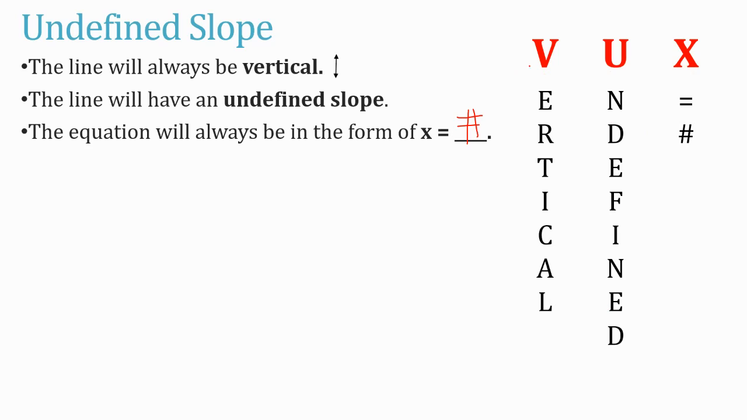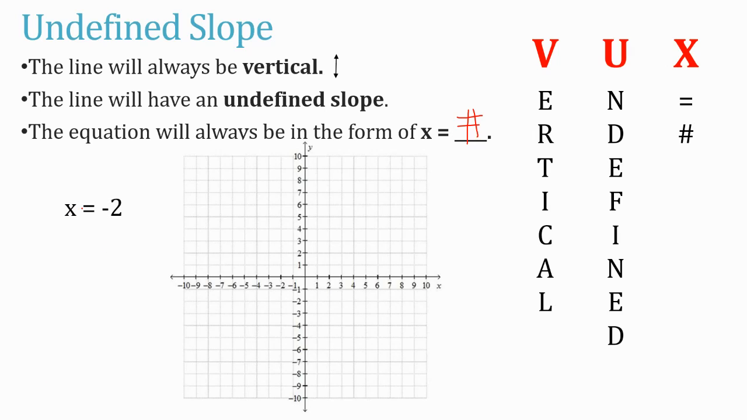So a way to remember this is VUX. So we had HOY for horizontal, VUX for vertical. Okay, so if we want to graph x equals negative 2, we see there's an x equals, so we're automatically going to write VUX. And we know it's going to be a vertical line with an undefined slope. So wherever x is negative 2, we're going to put a point. So I'm going to go to where our x value on our x-axis is equal to negative 2, and I'm going to put a point.